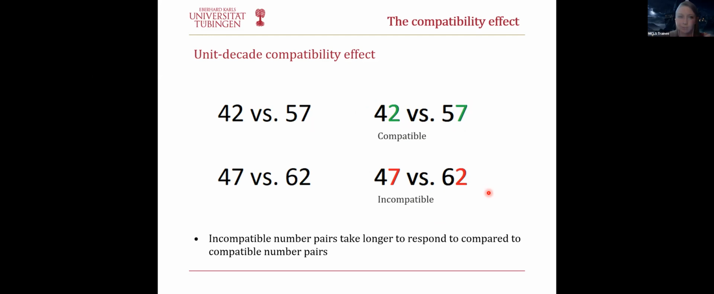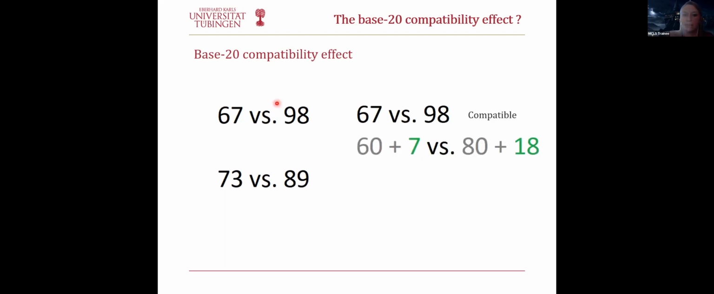Now, we wanted to check whether this was also true for base 20 compatibility, whether this base 20 compatibility could be found in the French language. This is what it would look like. So for instance, 67 and 98 would be a compatible trial because the base 20 decade 60 would be smaller than base 20 decade 80, which is the base 20 decade for 98.